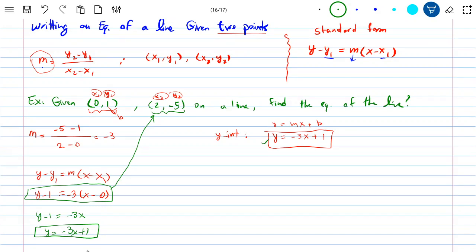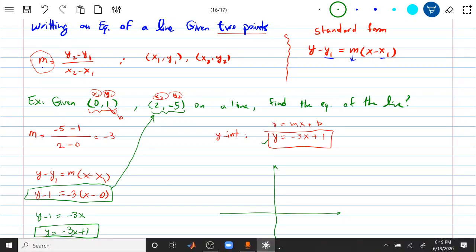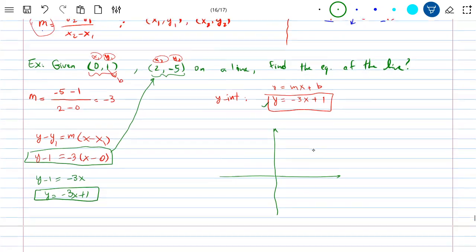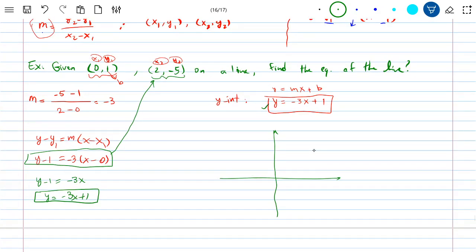Okay, and how do you graph it? You have 2 points. You do not need to use anything else. Find those 2 points. Just graph the line passing through those two. Here, the 2 points given are (0, 1). As I said earlier, this is the y-intercept. And (2, -5). Let's say -5 is somewhere here. The line goes through those two.